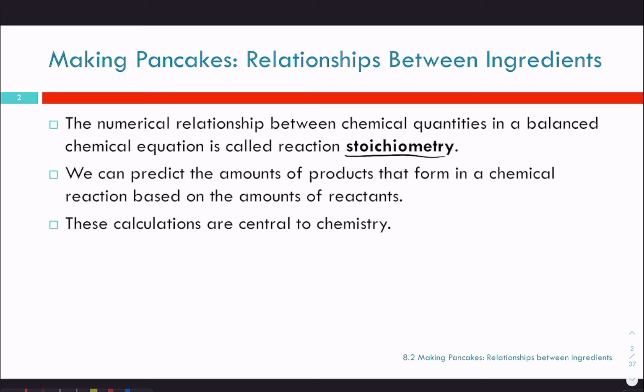But this process allows us to predict the amounts of products that form in a chemical reaction based on the amount of reactants. These calculations are central to chemistry, right? Trying to predict what chemicals are doing.